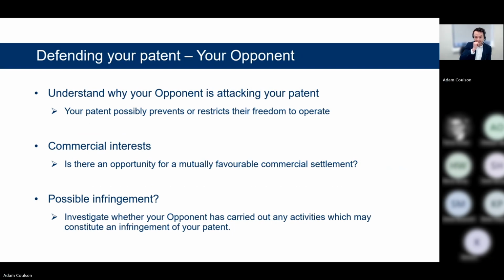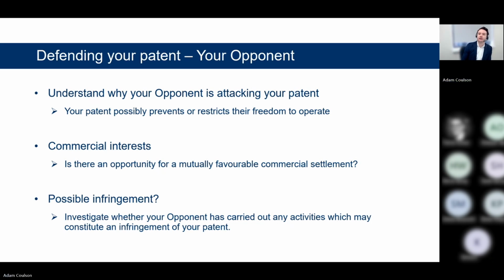It's also important to consider and get an understanding of why you believe your opponent is attacking your patent. Freedom to operate. Your opponent may be wanting to bring to the market a product or process which would infringe your patent, and so knocking out your patent is a way to allow them freedom to operate.